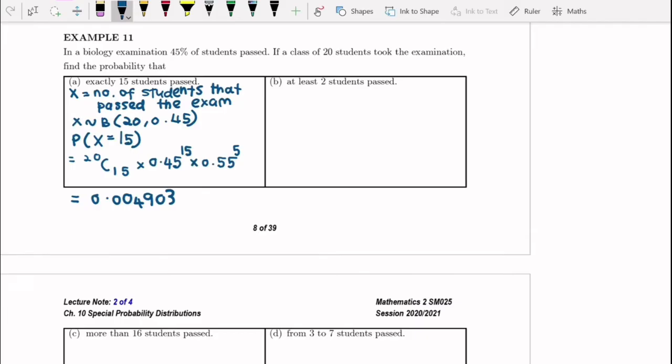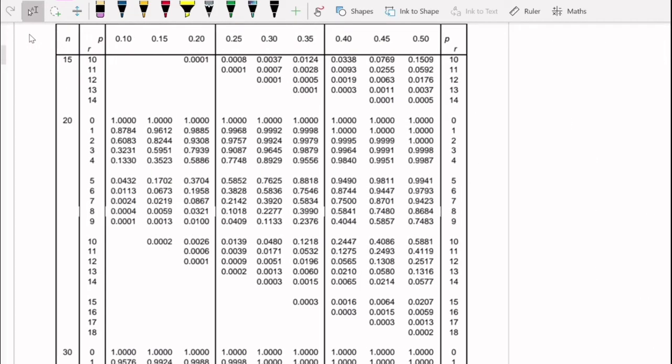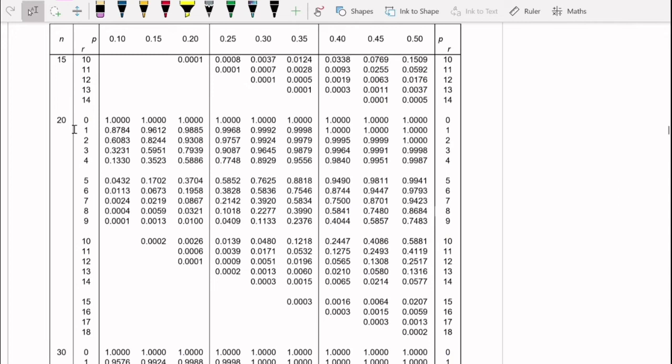Next, for question B, find the probability that at least 2 students pass. So probability x at least 2, so x greater equals to 2. We can straight away use the binomial table, page 7. Now we will look at the statistical table, binomial table, page 7, with n equals to 20 and p equals to 0.45. So we will focus on this column.